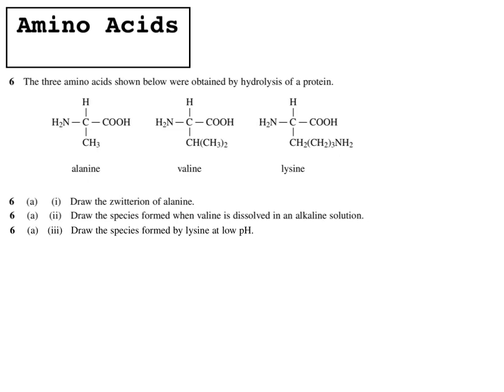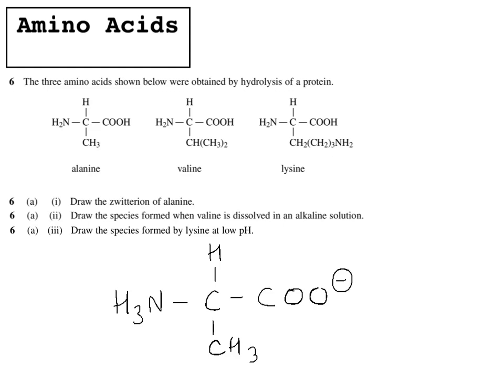You'd have NH3 attached to the C in the middle, and then H, and then COO, and then CH3 on the bottom, and you must make sure you put your charges in, so you have a minus on the oxygen of the carboxylic acid group, and a positive charge on the nitrogen of the amine group. So that's the zwitterion of alanine, so 6A1.